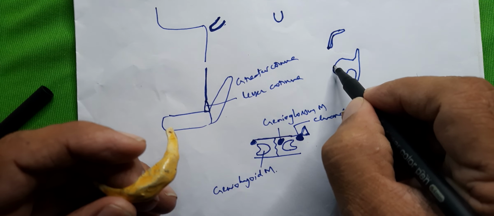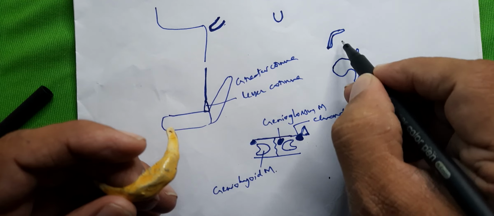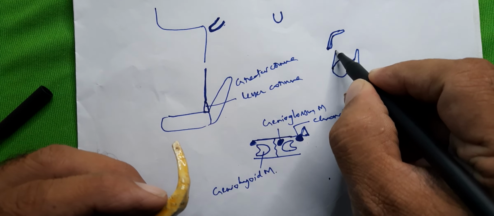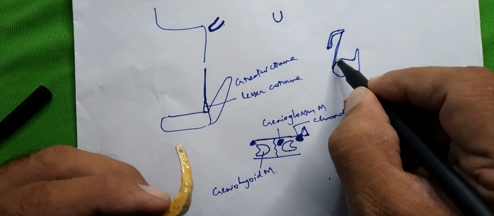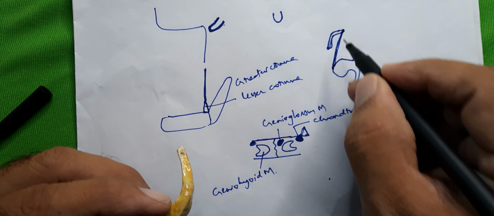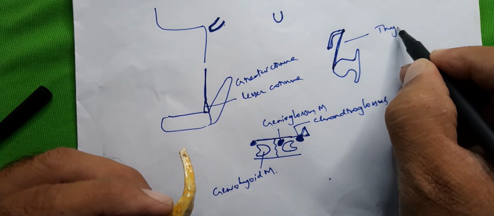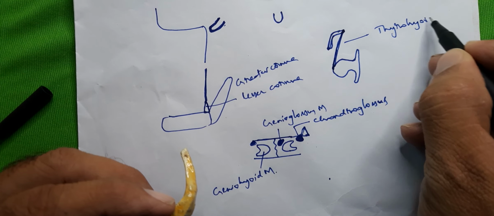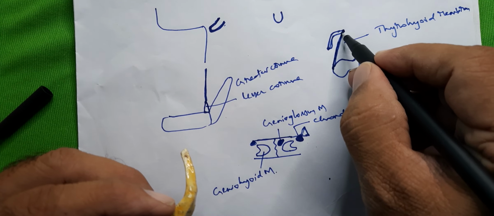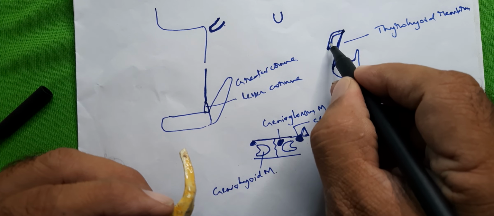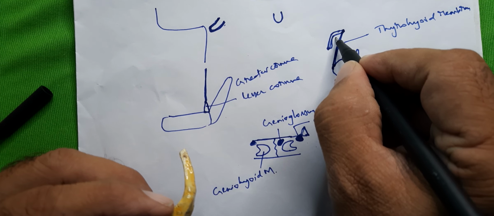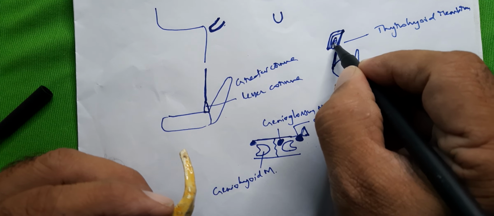The upper surface or the upper border of this thyroid cartilage is attached to the hyoid bone and the greater cornua by means of a thyrohyoid membrane. This is the thyrohyoid membrane which runs behind this hyoid bone and joins the upper border of the hyoid bone. And if you see, there is a space between body of the hyoid bone and the thyrohyoid membrane. This space is filled by means of a subhyoid bursa.